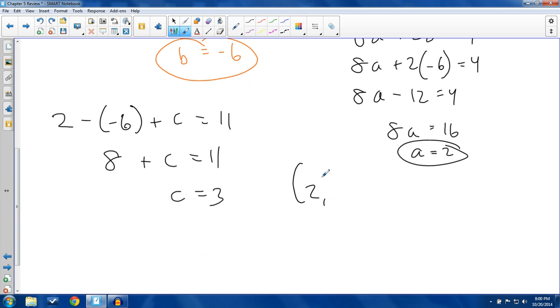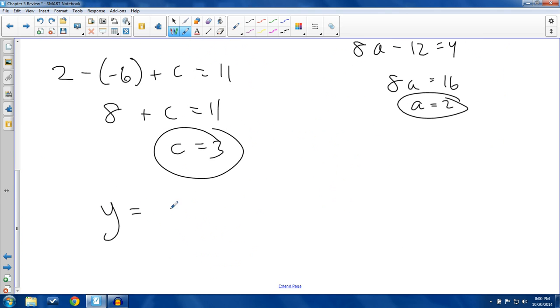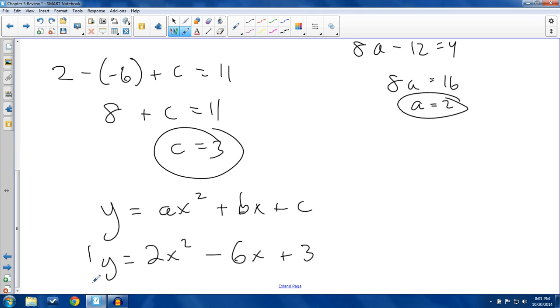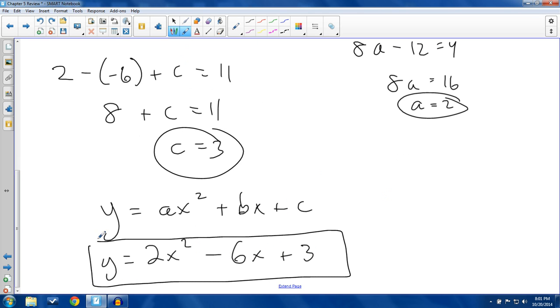So I have an ordered triple here. Well, it's not a triple. It's not a location. These are coefficients. A is 2, b is negative 6, and c is 3. So if you look at your original polynomial function here, these are the coefficients that pass through those 3 points. So I plug in 2 for a, I'll get y equals 2x squared, negative 6 for b, and 3 for c. This is my final equation.